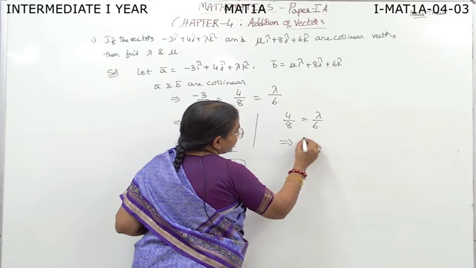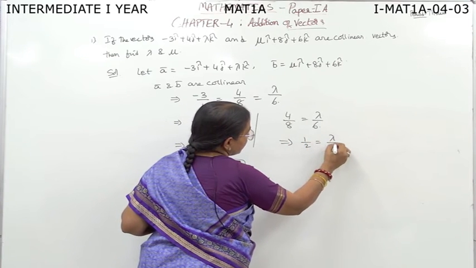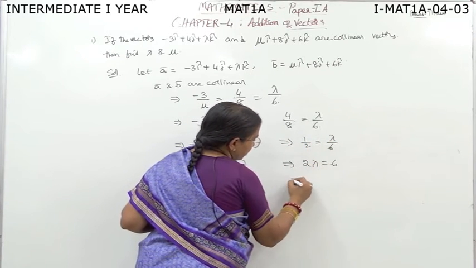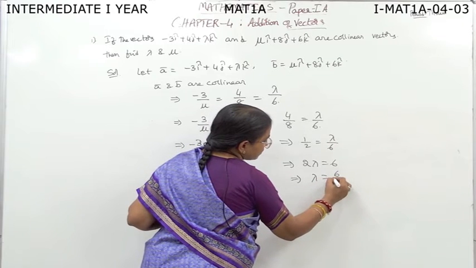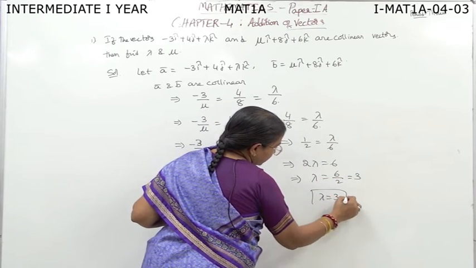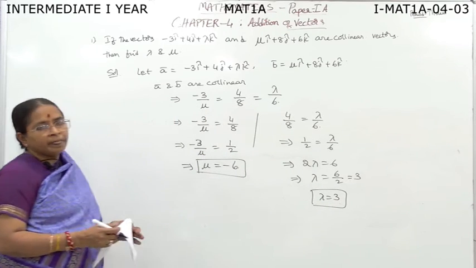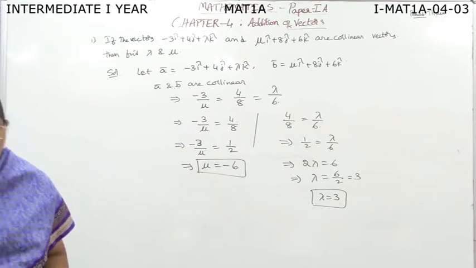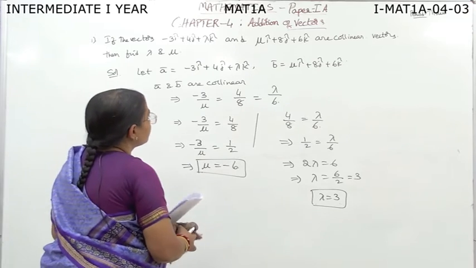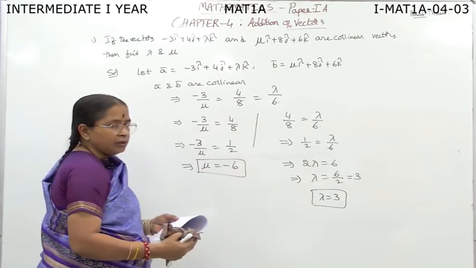Next, again, if you take this, half is equal to lambda by 6. So 2 lambda is equal to 6, so lambda is equal to 6 by 2, that is 3. So lambda is equal to 3. Like this we solve the problem. When two vectors are collinear, we know that the corresponding coefficients are proportional. So we do it like this.